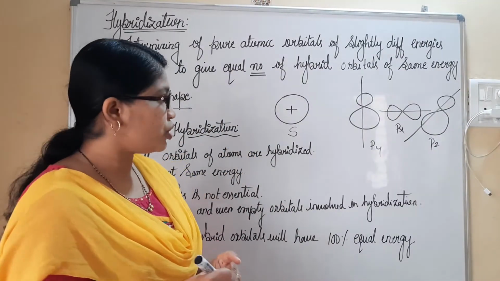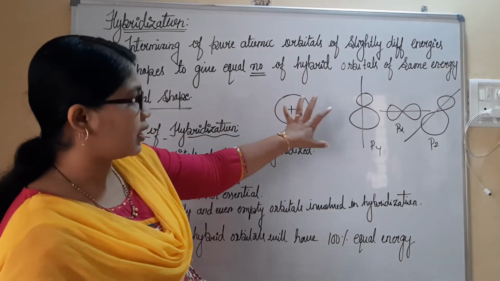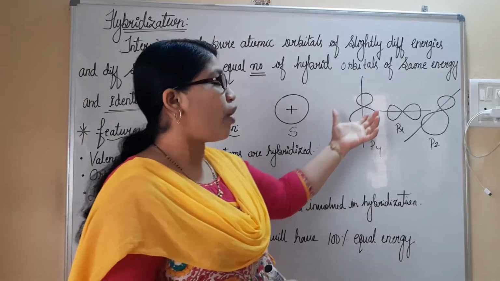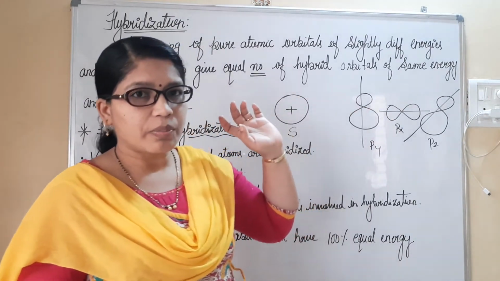Before intermixing, the s orbital looked spherical. After intermixing it will have a different shape when it combines with p.